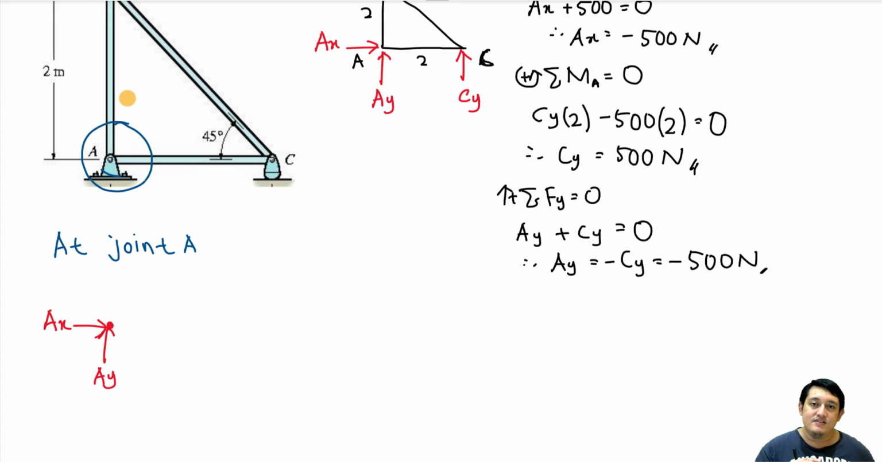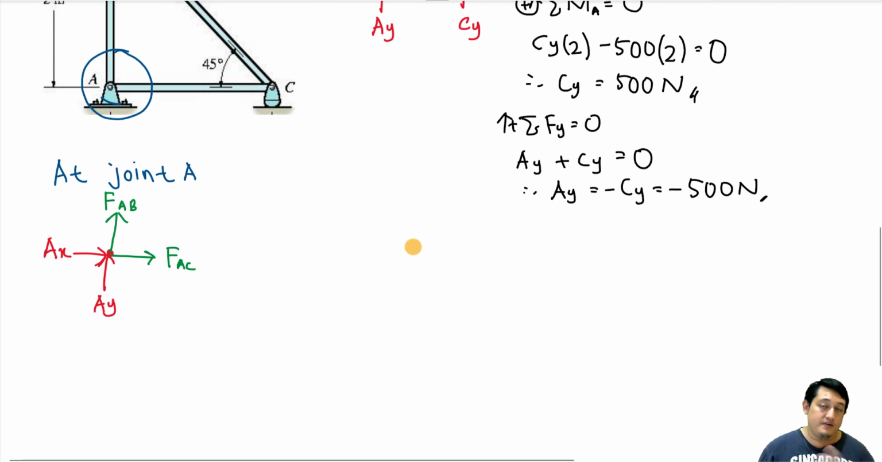To make things easier, please assume everything to be in tension first. If we assume everything is in tension, we will have force AB and force AC, pointing outwards of the joint. Now we have a free body diagram at joint A. We know the value of AX already, and we know the value of AY. So here we can find the value of FAB and the value of FAC.